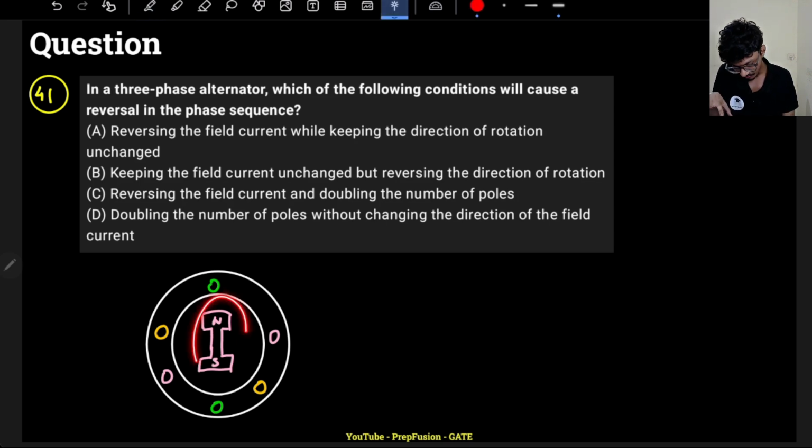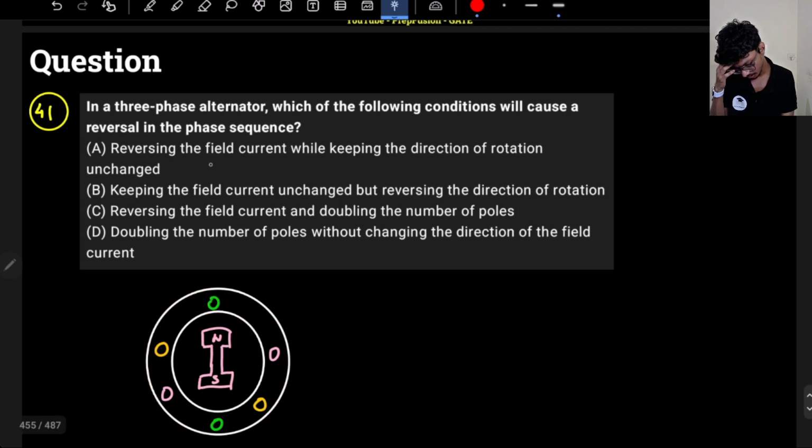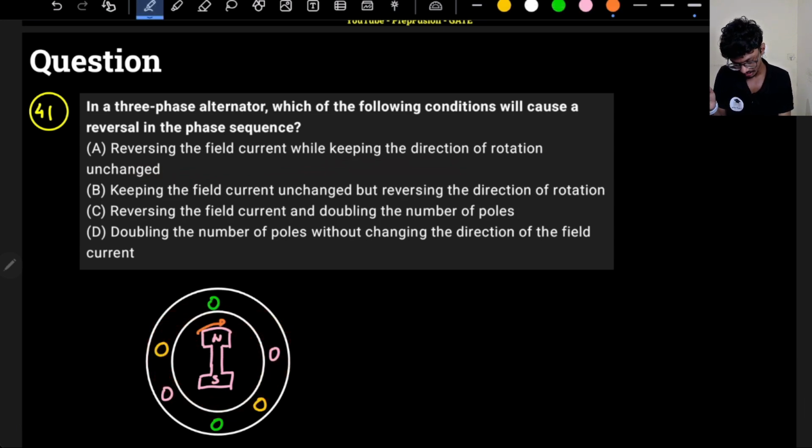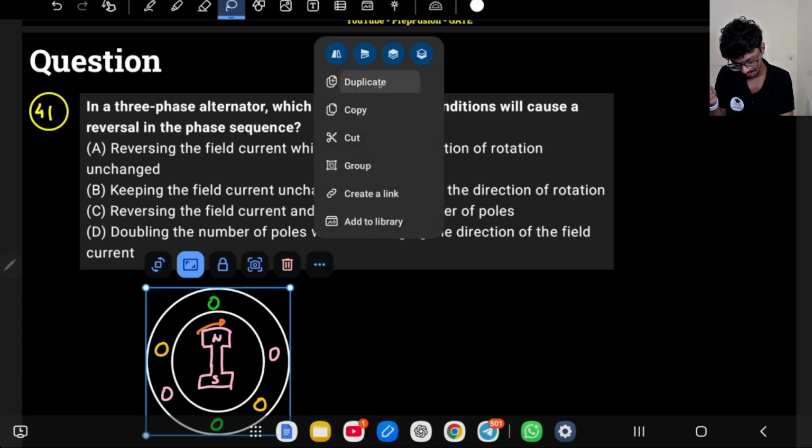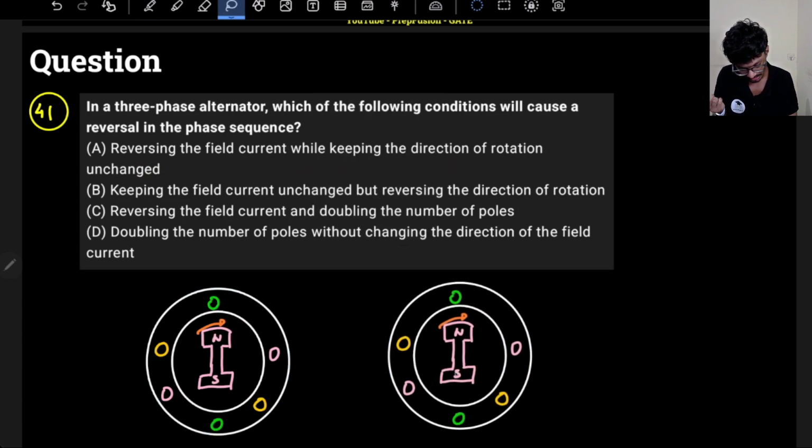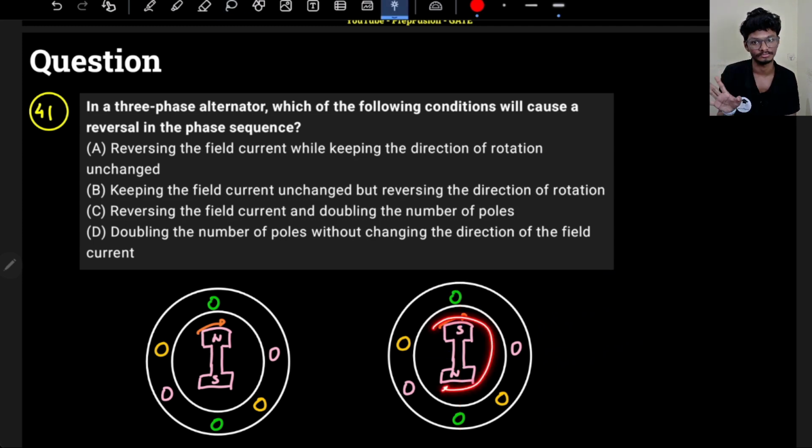So if I interchange the field winding DC connection, this north and south pole will be changed. But still, what they are telling me is to keep the same direction of rotation. So I am still rotating in the same direction. This was north, this was south, and let's say I am rotating in the clockwise direction. If I just interchange the north and south poles, will it change anything? No, right? In the next half cycle, I will reach the north pole again. That is not a problem. So this is just a 180 degree phase shift, right? So there will not be a phase sequence change.